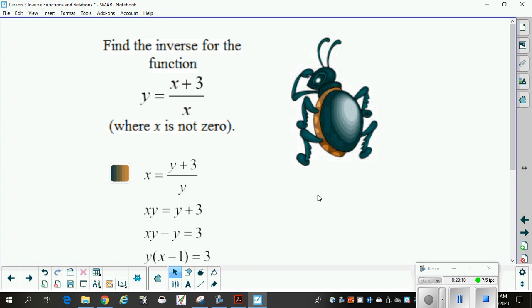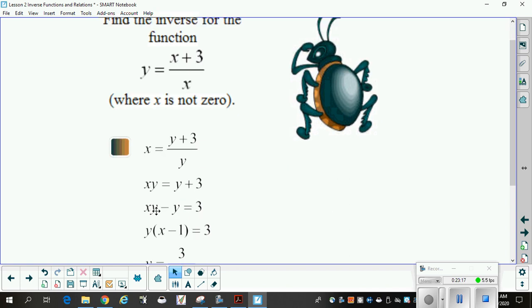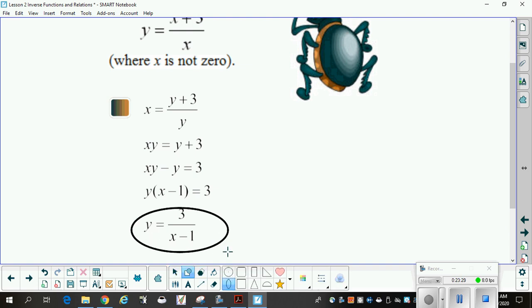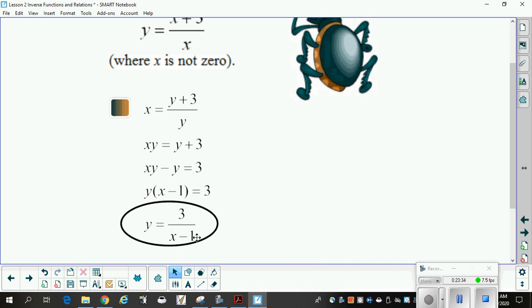Were you successful? Did you swap x and y? Did you multiply both sides by y to get rid of the fraction? And then did you factor out the greatest common factor, which is y, and divide by the expression x minus 1? If you did, then you successfully found the answer. Boom. Y equals 3 divided by the quantity x minus 1.